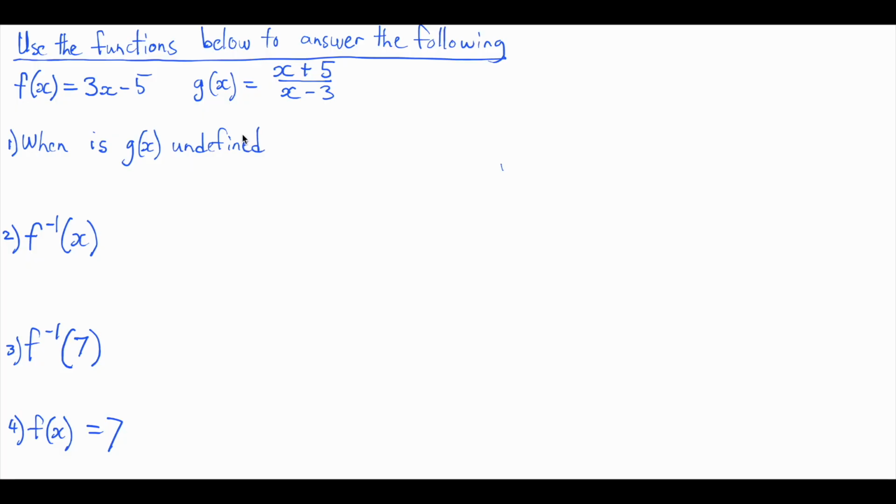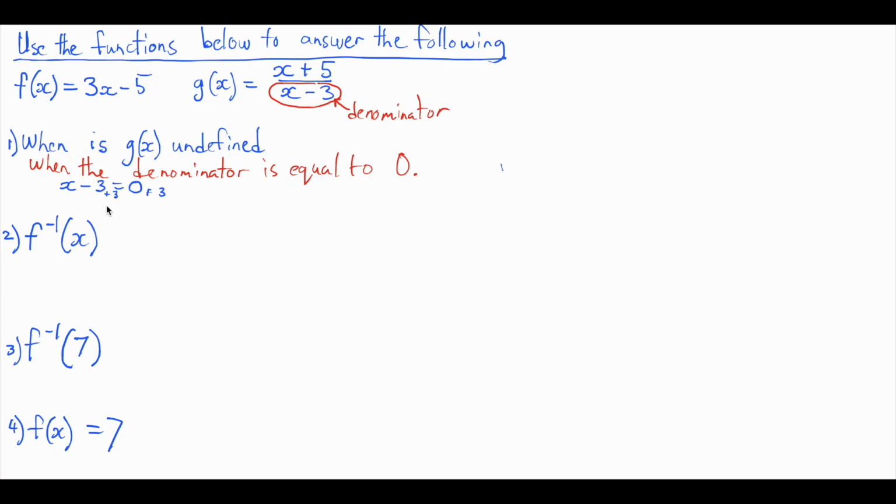So when is g(x) undefined? A rational function is undefined when the denominator is equal to 0. In this case, this is the denominator. The question is, when is this equal to 0? When x is what value? Lovely, when it's 3. If we add 3 to both sides, we solve and get x equal to 3. So when x is equal to 3, this is undefined.